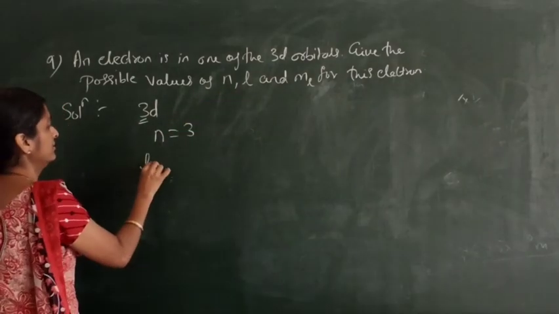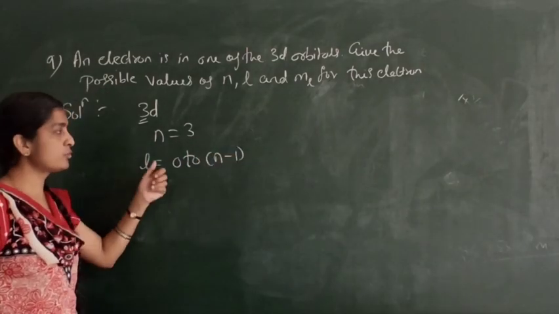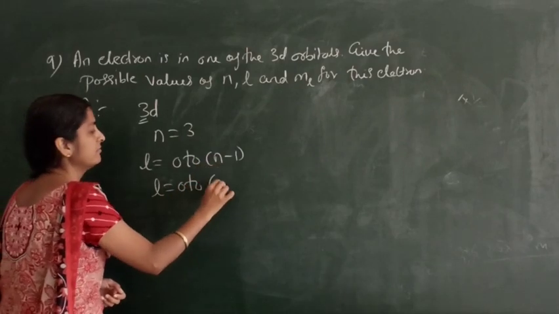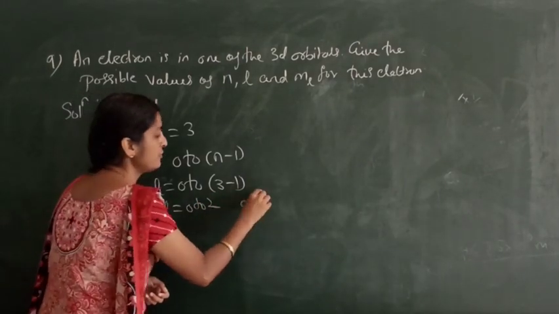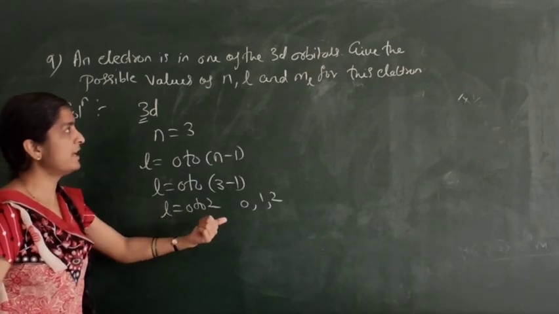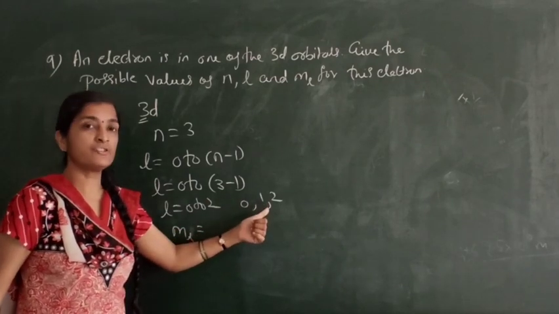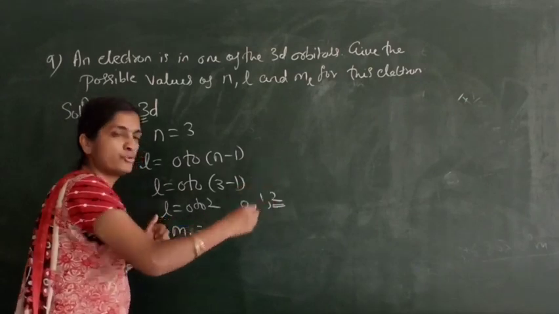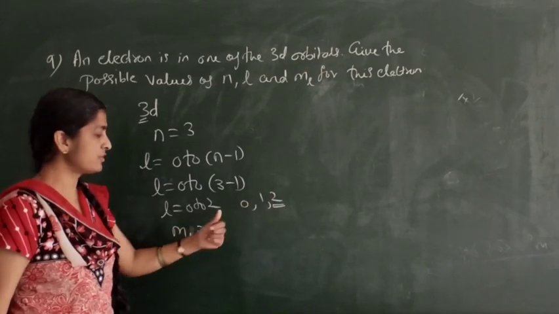Okay, L. For the given principal quantum number, the value of L lies between 0 to n minus 1. So substitute the value of N here. So L is 0 to 3 minus 1. So L is 0 to 2, that is 0, 1, 2. So these are the possible values of L. But since the electron is in the d orbital, the value of L will be 2. L is 0, S subshell. L is 1, P subshell. L is 2, D subshell. Right. So the value of L is 2.